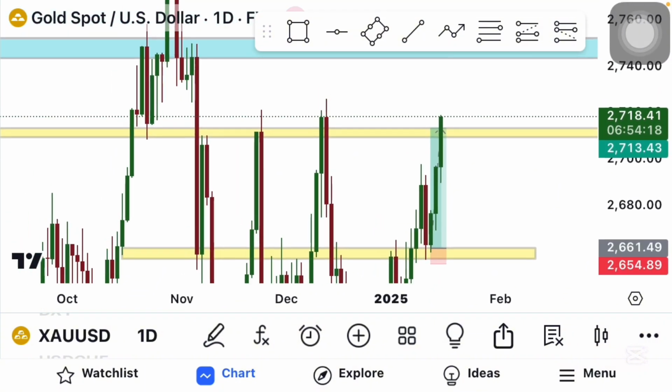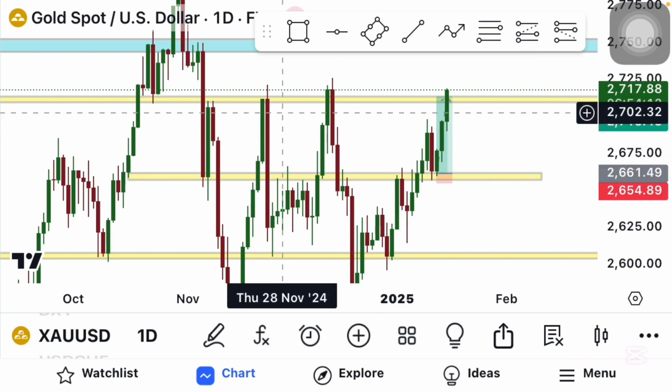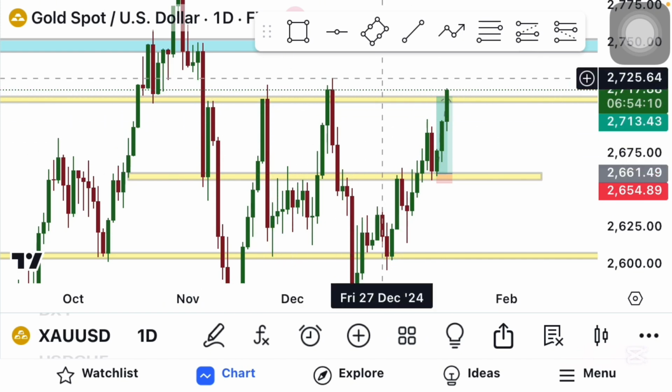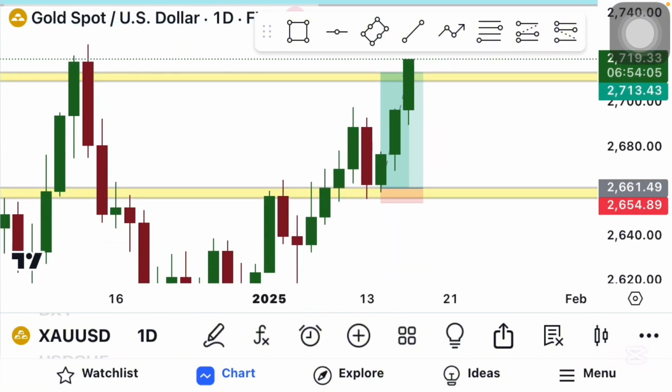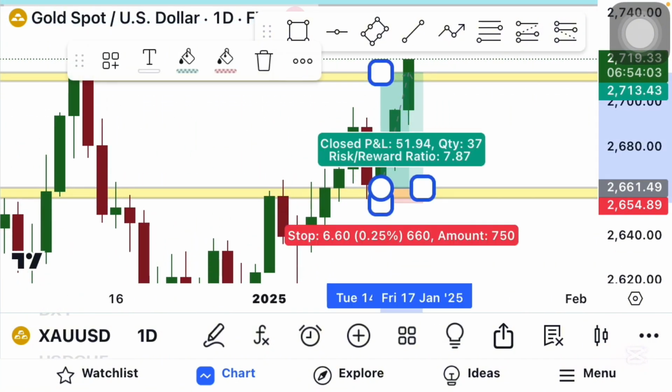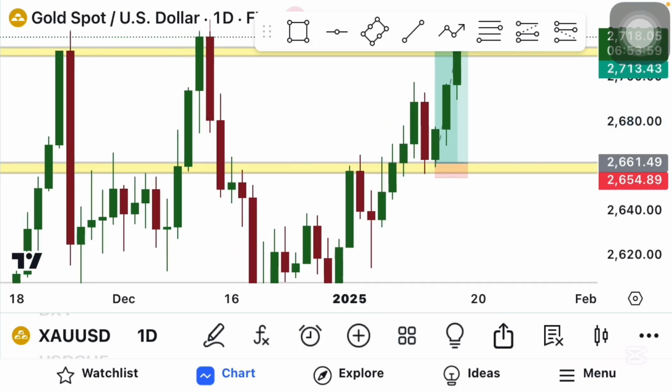I was able to identify this zone as a resistance level. You can see whenever price got to this level, price was always having a problem breaking this zone. So this is a very, very strong resistance level, and this was where I exited the trade, leaving us with approximately a 1:8 risk to reward ratio with a very minimal stop loss.